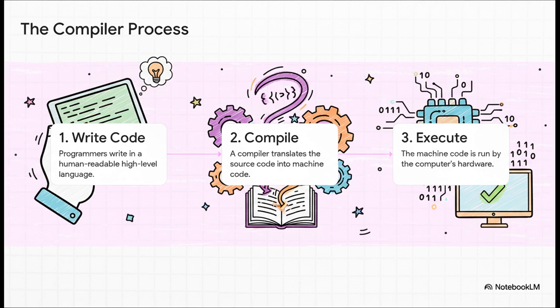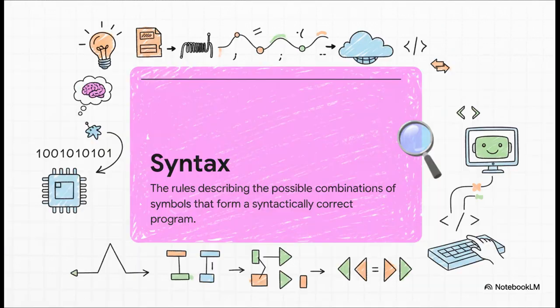Step 2, the compiler swoops in and acts like a master translator, turning all of your human-readable code into the ones and zeros the machine needs. And finally, Step 3, you run the translated code. Boom, done. Now, of course, for these new languages to work, they had to have rules, right?